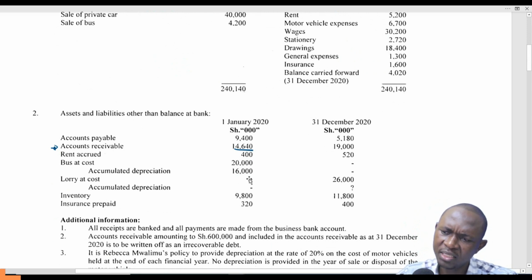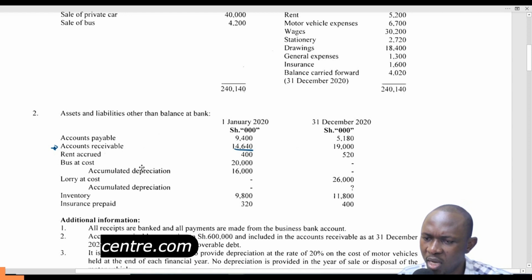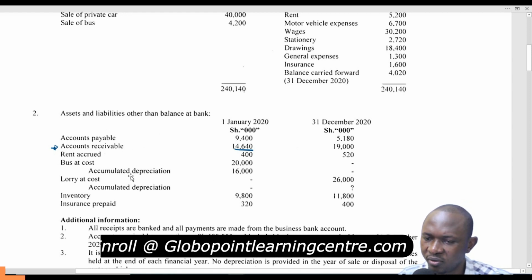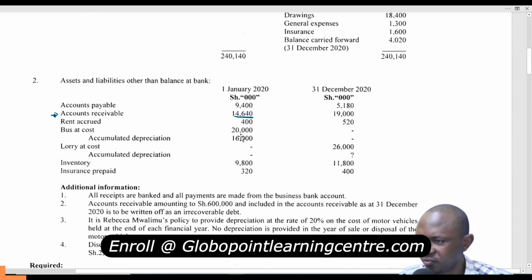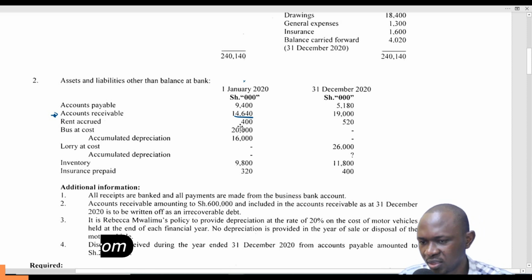And assets and liabilities other than balance at bank: accounts payable, accounts receivable, rent accrued, bus at cost, lorry at cost, inventory, and insurance prepaid. Those are the figures. So these are the starting balances and then the closing balances.